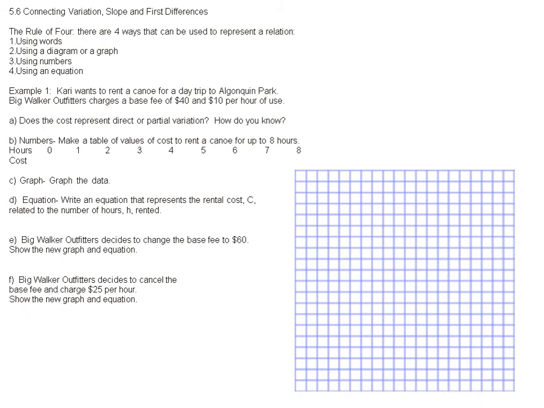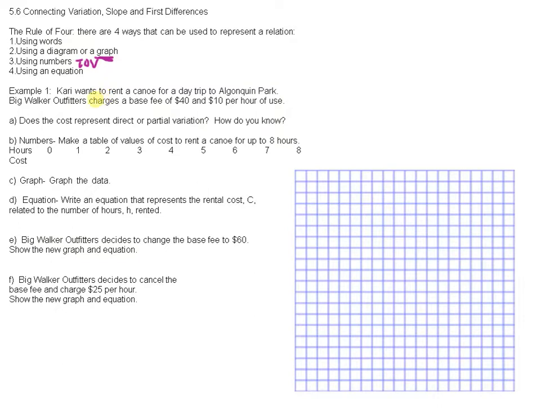5.6 is connecting variation, slope, and first differences. And we've already done this. It's been pretty much embedded into all of chapter 5, but now we're going to formally do it. And there's something called the rule of 4. This just means that there are 4 ways that we can use to represent a relation. We can use words. We can use a diagram or a graph, usually a graph. We can use numbers, like a table of values, and we can use an equation.